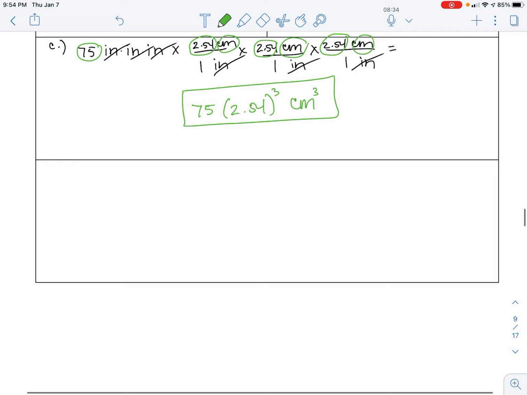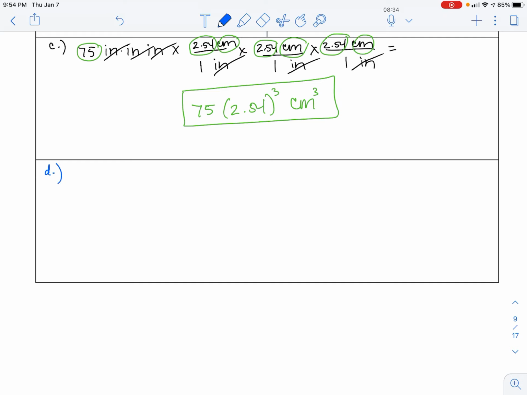for letter C. Now, if you'd like to pause the video and try D on your own and then come back and check the answer, see if you got it right. If not, then you can watch me do the steps. Otherwise, then you can move right on. So go ahead and pause the video and try letter D by yourself and then come back and check it.